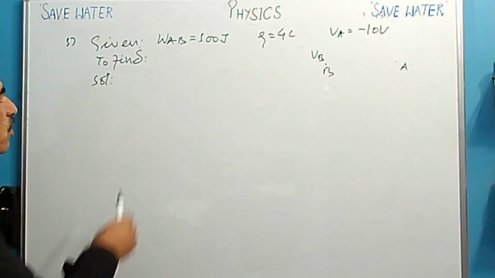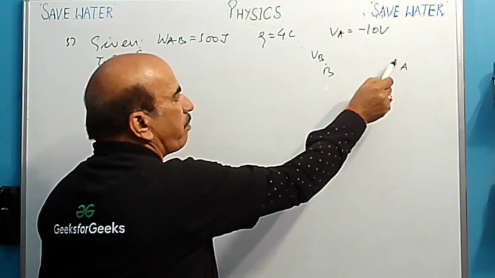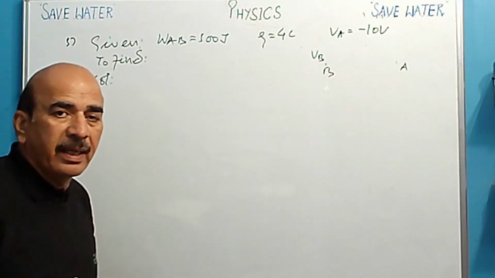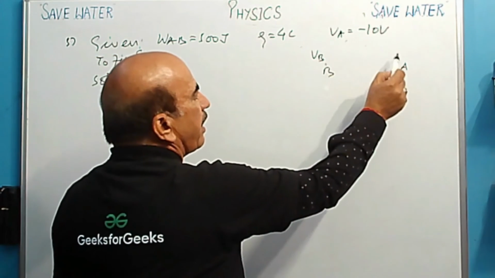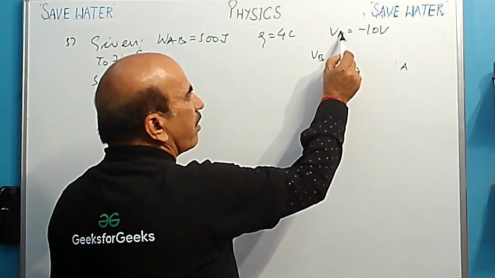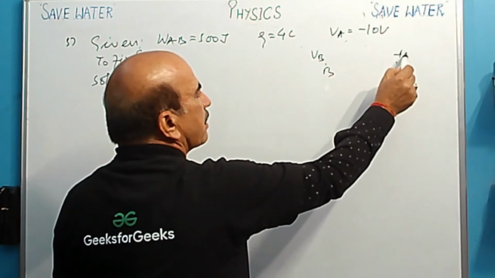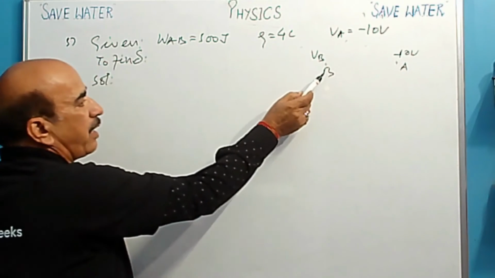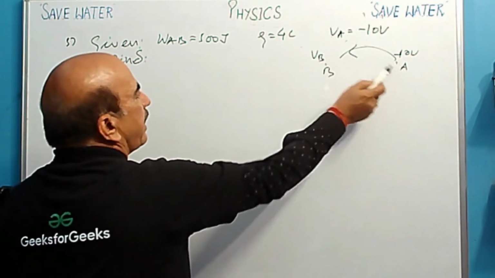So this is the first question. When 4 coulomb of charge is moved from point A to point B in an electric field, and the potential at A, I have written VA, VA means potential at A, is minus 10 volt. And at point B, charge is moved from this A to B.